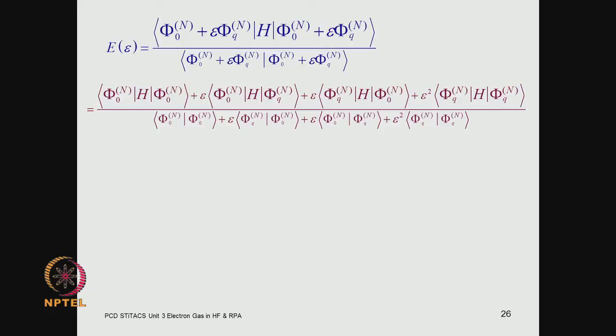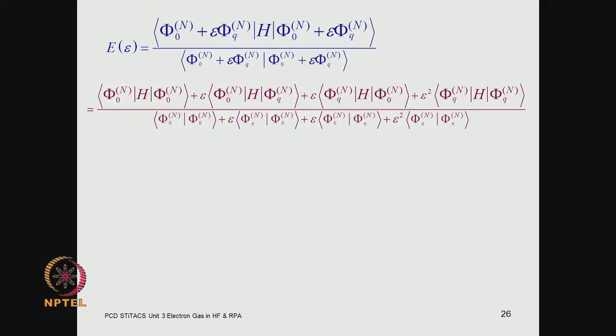All right. So, let us write this energy functional explicitly. There are several terms. This is just an explicit expansion of the numerator and the denominator. There are 4 terms in the numerator. The last term will be quadratic in epsilon. There will be 2 terms which are linear in epsilon, and the first term does not have epsilon at all, which is just the expectation value of the Hamiltonian in the previous n electron state, which is phi p.